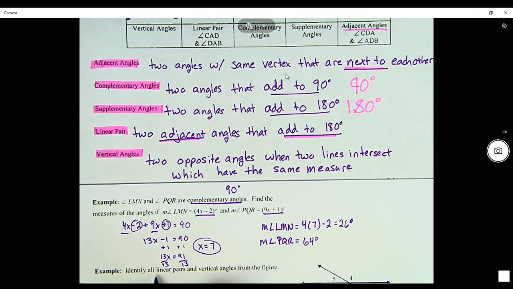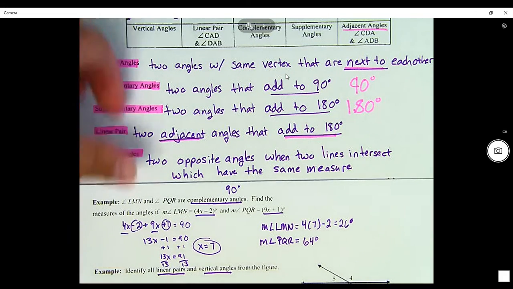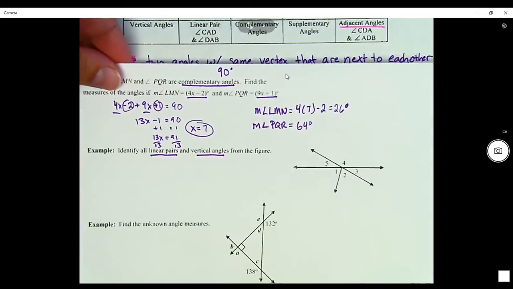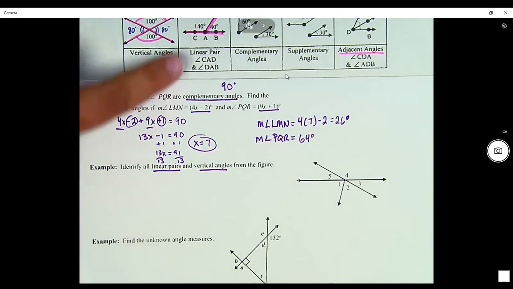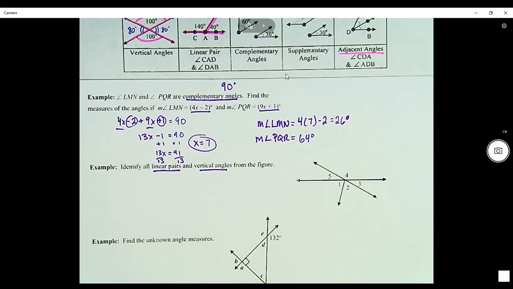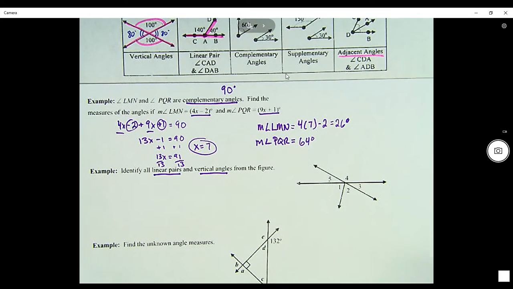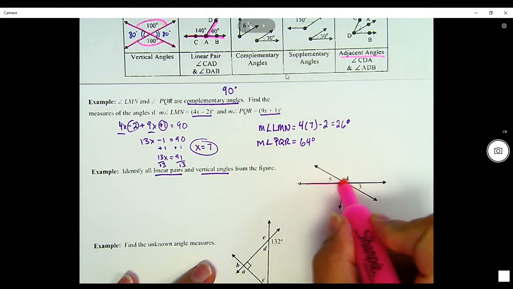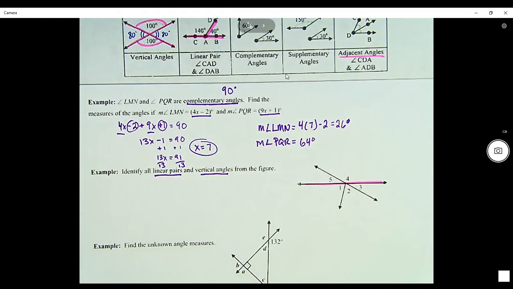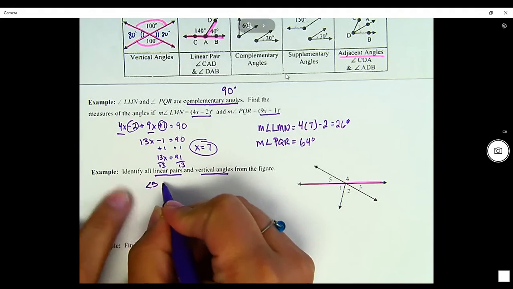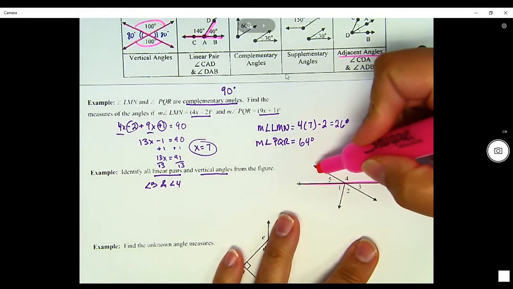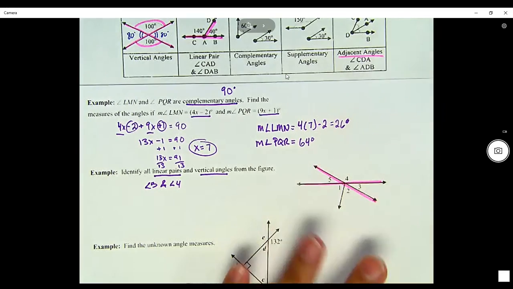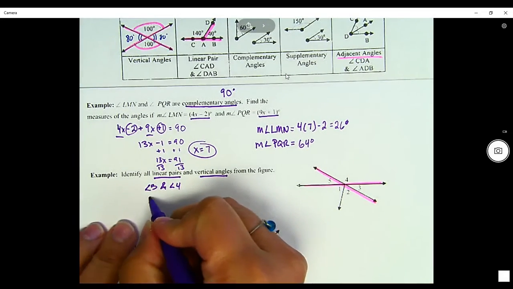Okay, so in this next one, it asks us to find linear pairs and vertical angles from the figures. Oh, let me let you see it. Okay, so I'm gonna put that there because maybe you'll like to see that too. Linear pairs, remember, are supplementary and adjacent. So I'm gonna look for lines. I see one line right here, and the pair that I can see is angle 4 and angle 5. Now I see another line that has a pair of angles on it, and that is this line. And you'll notice that 4 and 3 are the linear pair too.